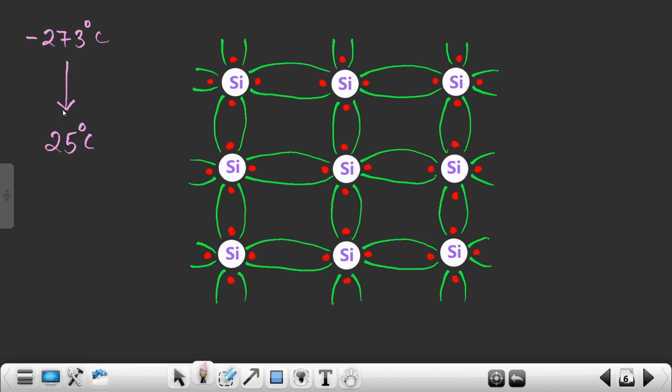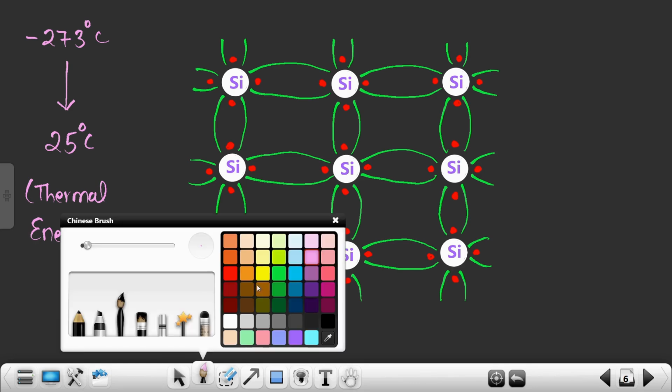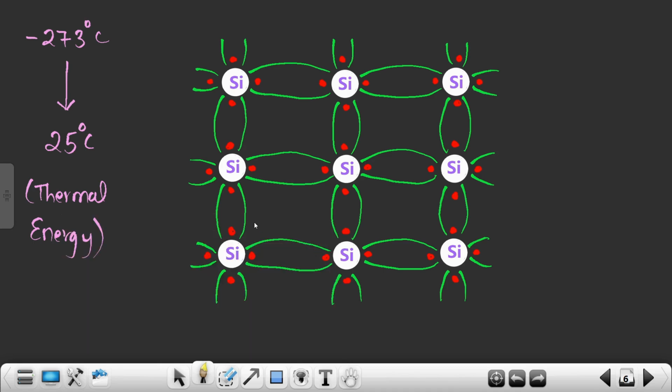So you can clearly see the temperature has increased. So as the temperature has increased, that means what? You are providing thermal energy to this particular Si crystal, right? So now what is going to happen? See, as soon as we are providing certain energy to this particular Si atom, what is going to happen?